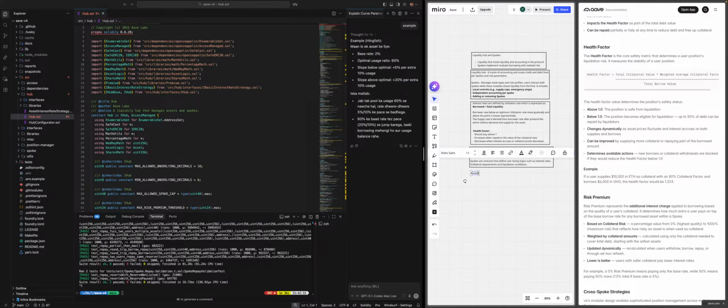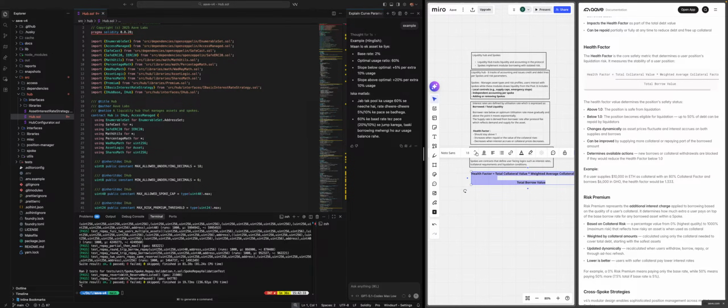Health factor is basically total collateral value multiplied by weighted average collateral factor, divided by total borrow value.